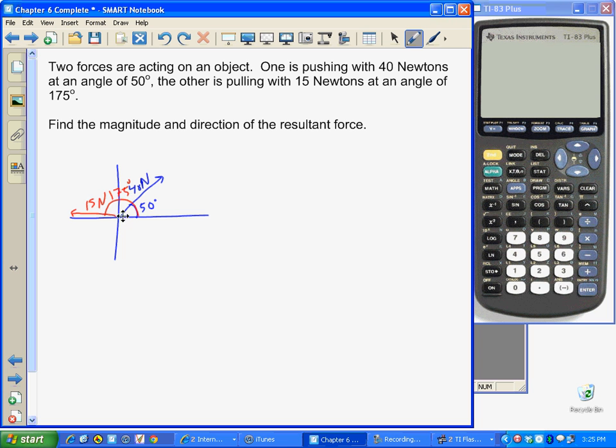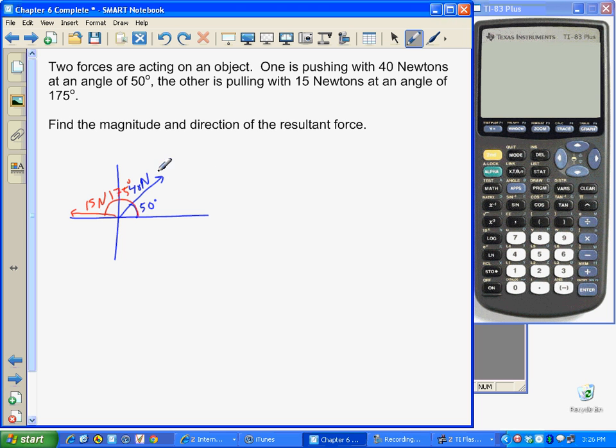Of course we're negating gravity, because gravity would be pulling it straight down with its own force, but let's say we're in outer space. A spaceship's going this way, another one's going this way. This one's pulling with more force than this one is. So in order to combine these, I'm going to break them up into their components.